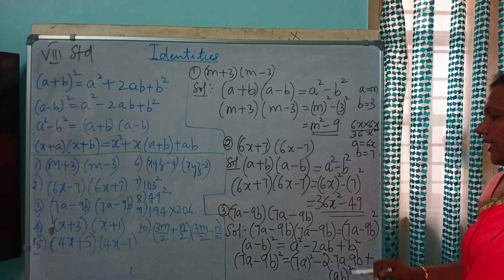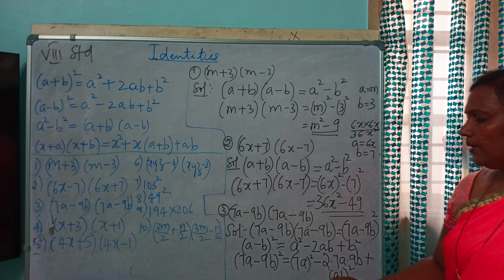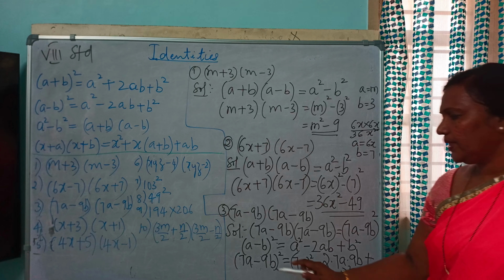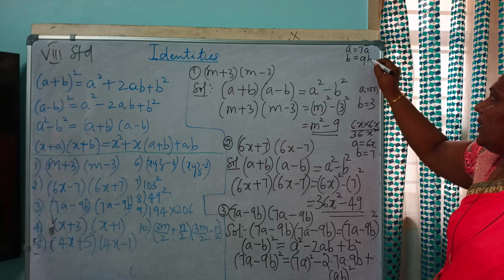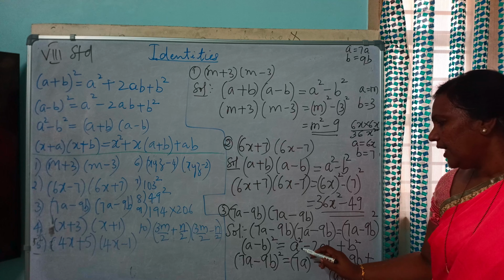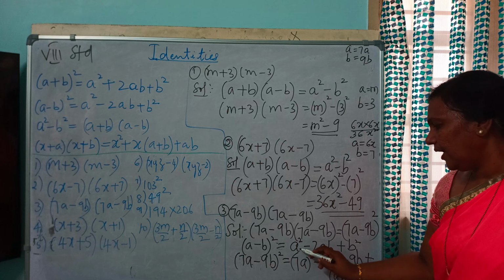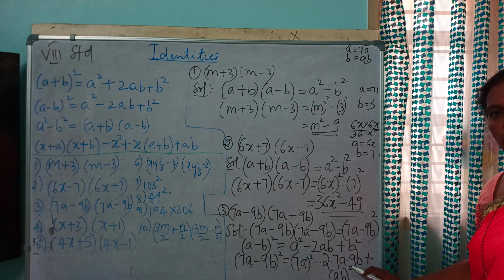After writing the identity, I have to write the problem, that is (7a minus 9b) whole square. What is in the place of a? It is 7a. So in the place of a we have 7a. What's in the place of b? We have 9b. So I have substituted a means 7a, b means 9b: (7a) minus 2 into 7a into 9b plus (9b) whole square.